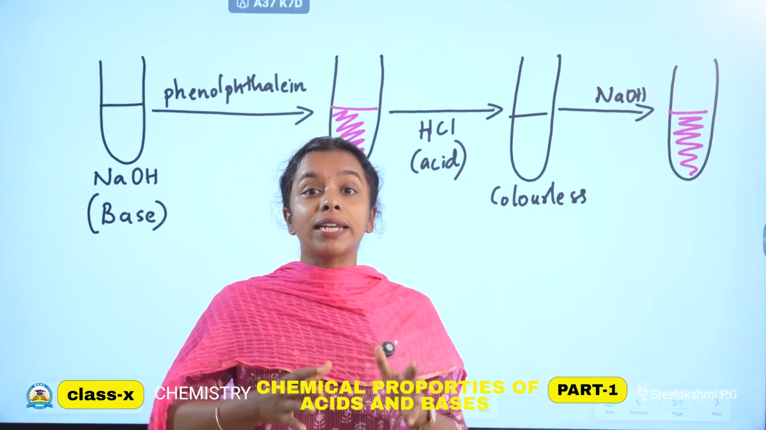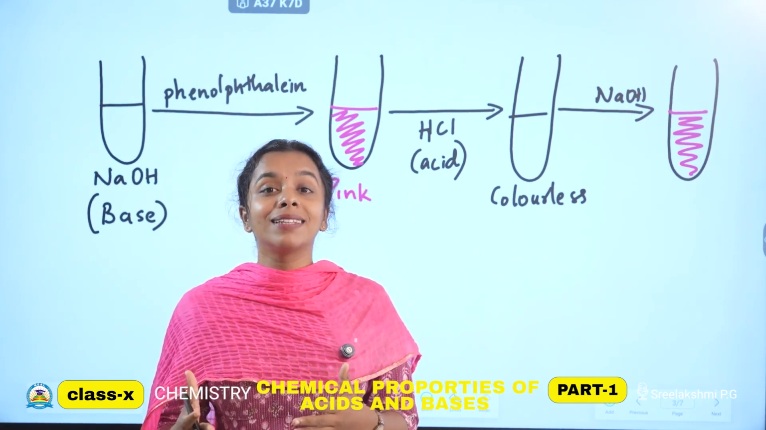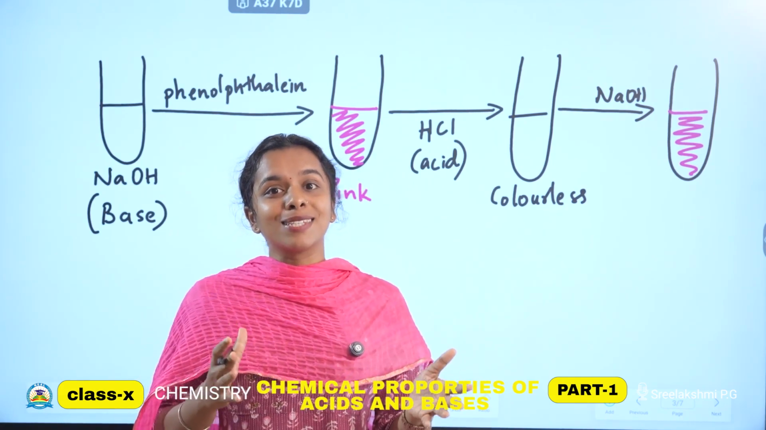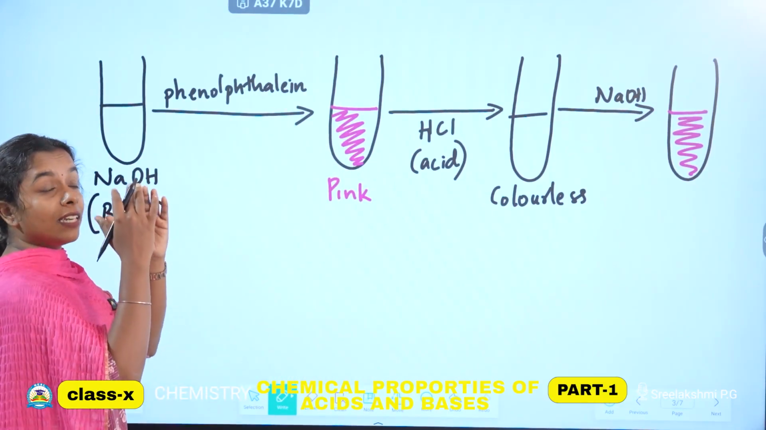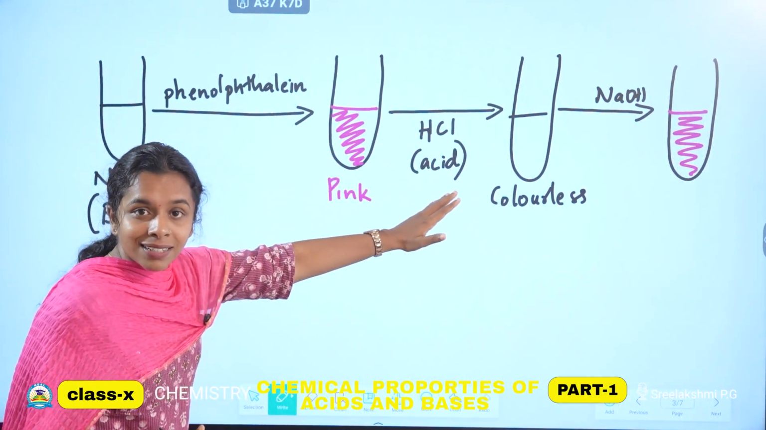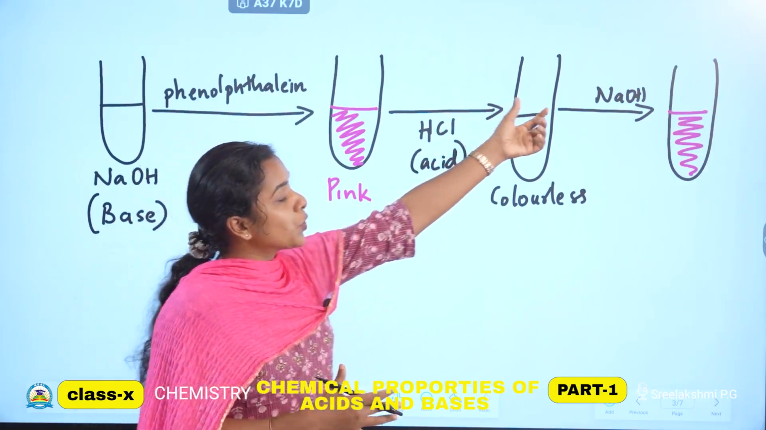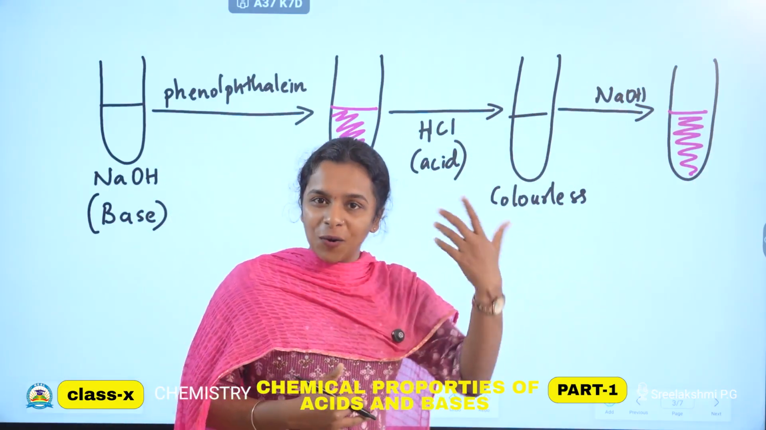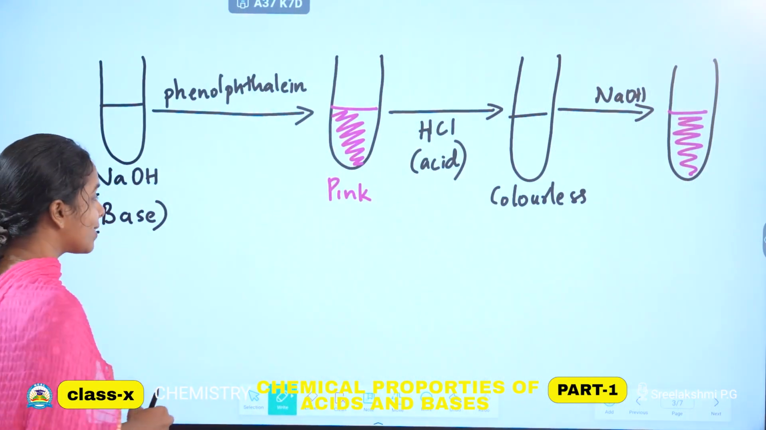The effect of an acid or a base can be nullified by adding a base or an acid. That means if I want to nullify the effect of a base, I should add an acid, and if I want to nullify the effect of an acid, I should add a base like NaOH.